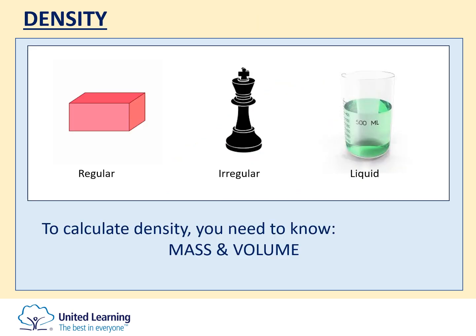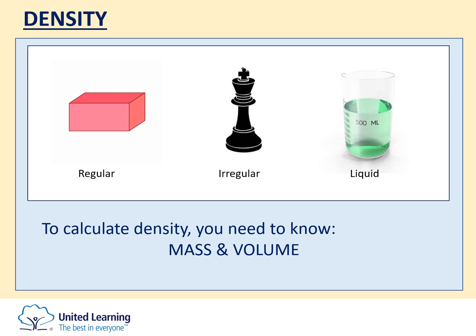The second required practical is the density required practical. Now, this could include a regular shaped object such as a cuboid or a block. It could include an irregular shaped object, and previous years have mentioned chess pieces, little tiny statues or random pieces of rock. Or it could be to calculate the density of a liquid.